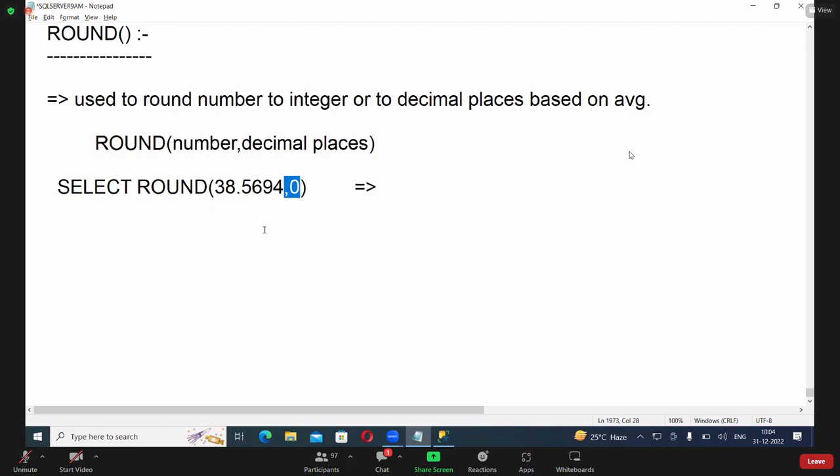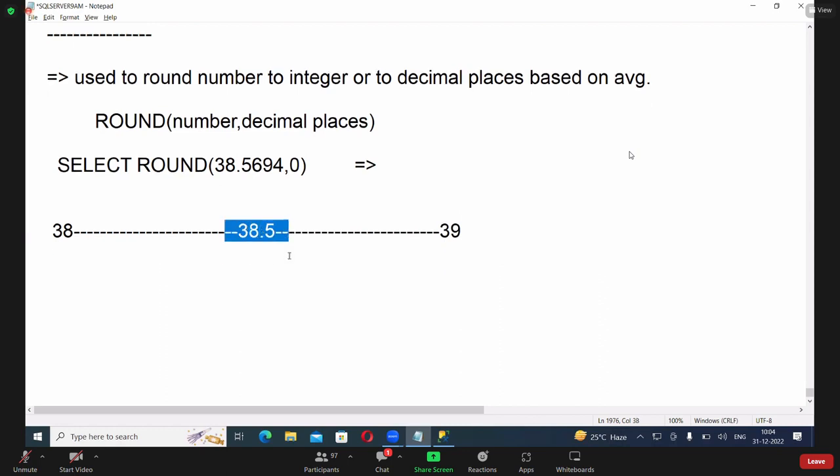So tell me, this number is between what range? 38 to what? 39. This number is between 38 and 39. What is the average? 38.5. Average is 38.5.